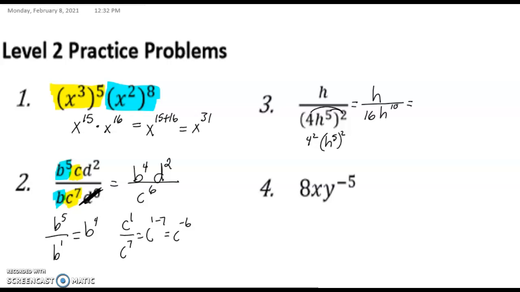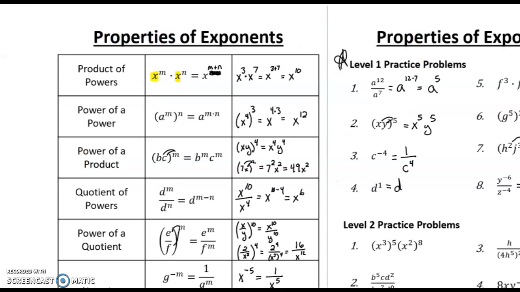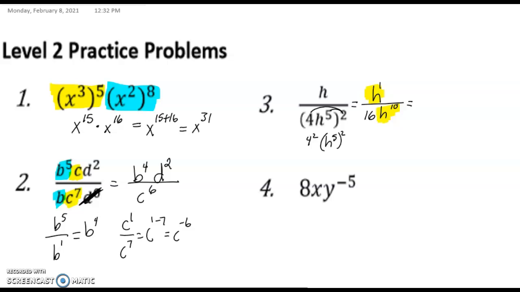Okay, we have one more step to simplify because if you see here, we have 2 h's. So if we have 2 h's, we're not done yet. If you look back at our properties, this is the quotient of powers, where we are subtracting the powers. So if you do 1 minus 10, you get negative 9. So you get h to the negative 9 and you have 16 on the bottom, then the h moves to the bottom because of the negative exponent. We put a 1 on top to hold the place.